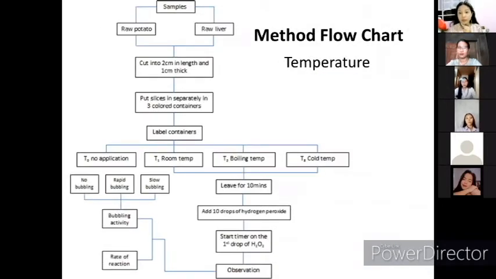And here is the method flowchart for temperature. Same samples, raw potato and raw liver. We did the same procedure, only we soak the raw potato and raw liver with tap water, cold water, and boiling water. Then we added hydrogen peroxide. Then we observe if there's bubbling activity. Thank you.